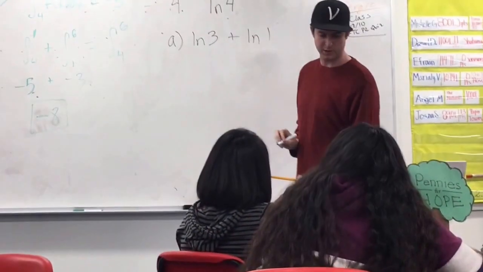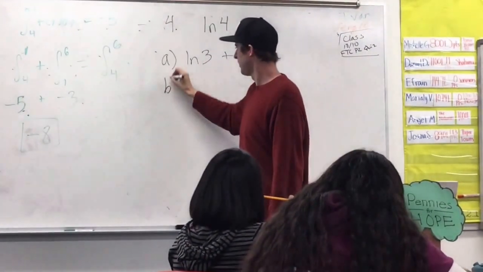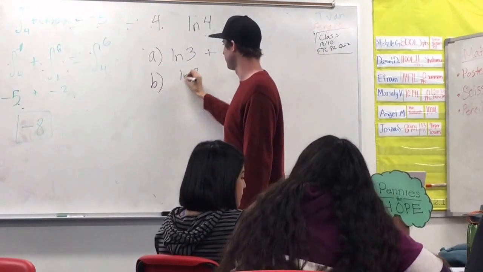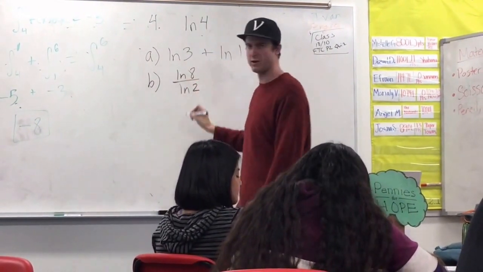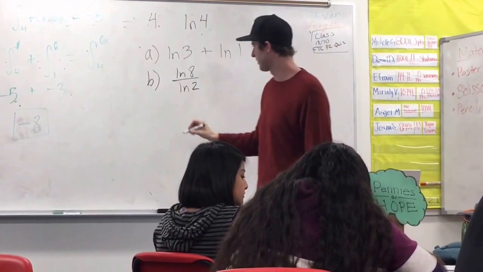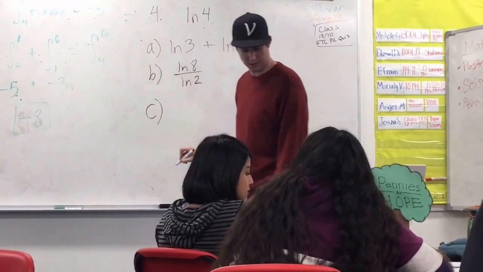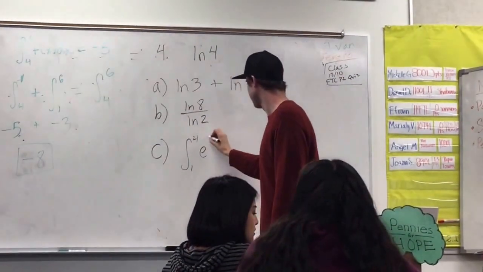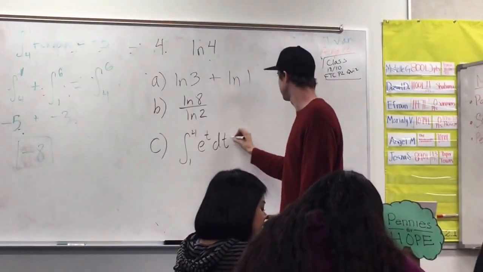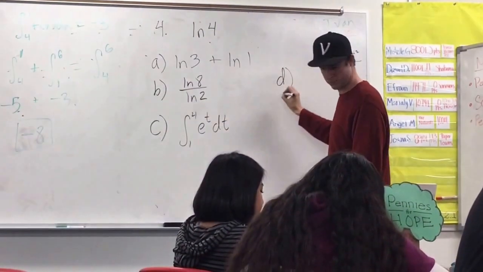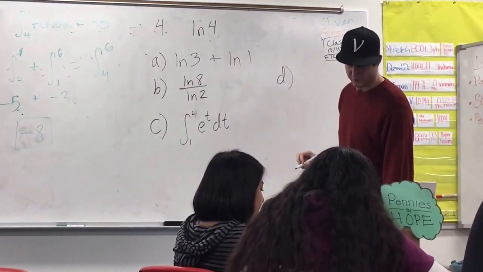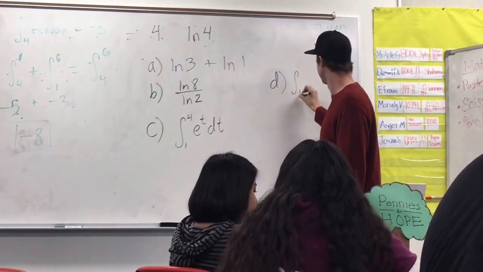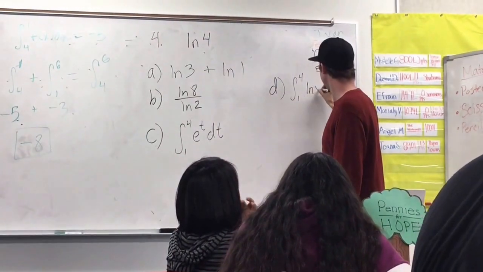This was an AP test question. Actually, most of these I got from old AP tests, and I just changed the numbers around. This one I think I actually left the exact same. So integral from 1 to 4 of e to the t dt. Then we had integral from 1 to 4 of ln of x.